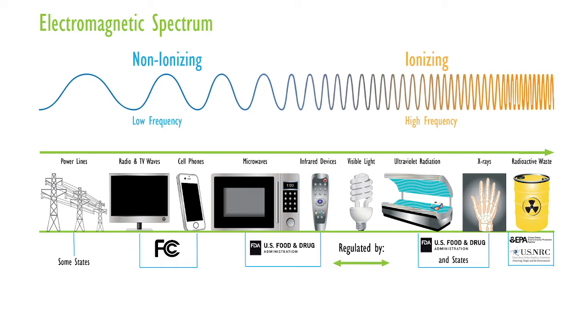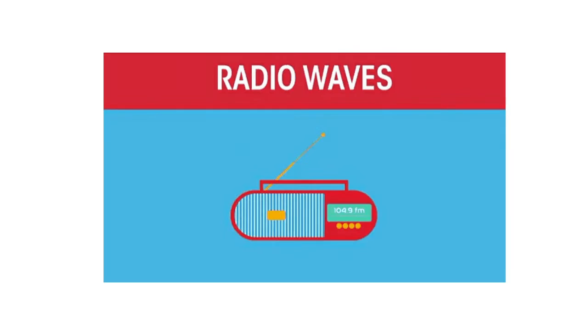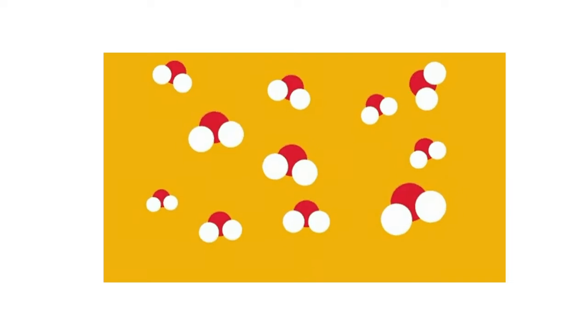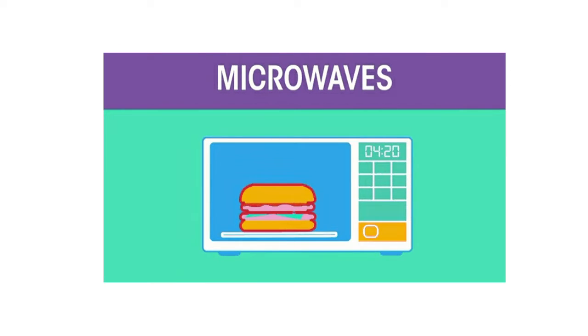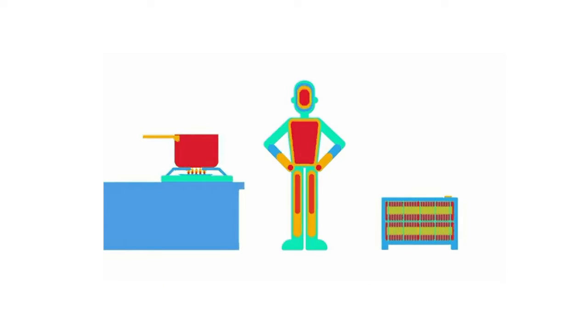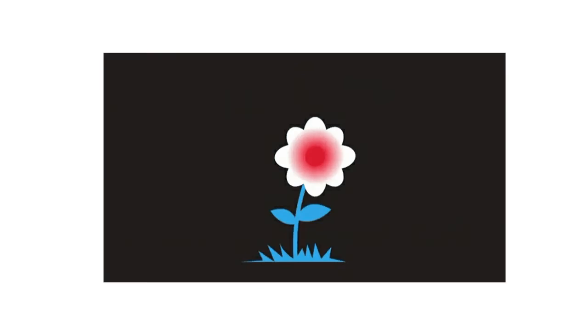Moving on to the electromagnetic spectrum. This electromagnetic spectrum is divided into non-ionizing and ionizing radiation. As we move from left to right, the wavelength keeps on decreasing and the frequency keeps on increasing. As the frequency of the waves increases and the wavelength decreases, the energy of the particle increases, thereby differentiating ionizing and non-ionizing radiation.